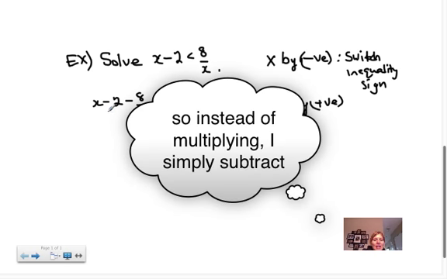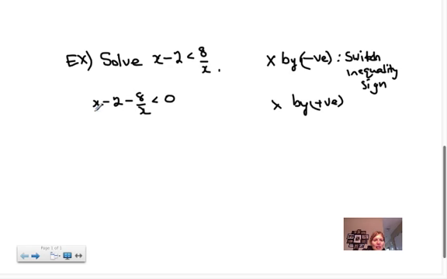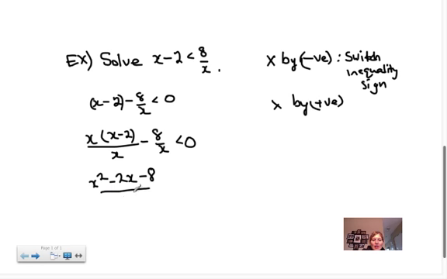Okay, so at this point, I'm going to need a common denominator. So let's write x minus 2 like this, and we're going to want to put that over x. In order to put a denominator of x on the bottom of that, I need to multiply the top by x as well to keep the ratio the same. So it's going to be x times x minus 2 all over x, minus 8 over x, and all of that is less than or equal to 0. Then I do the math. Then I'm going to have x squared minus 2x minus 8, all of that over x, and that's going to be less than or equal to 0.